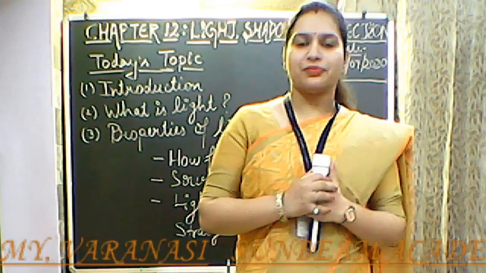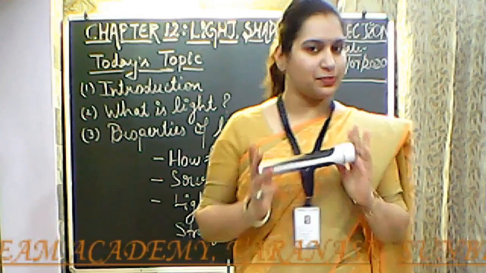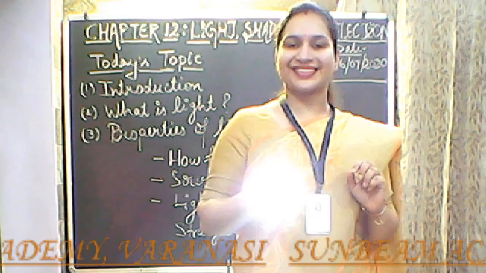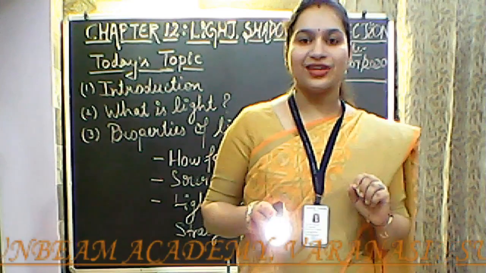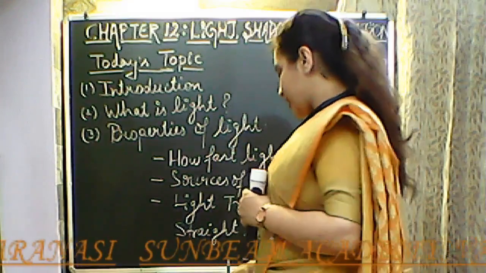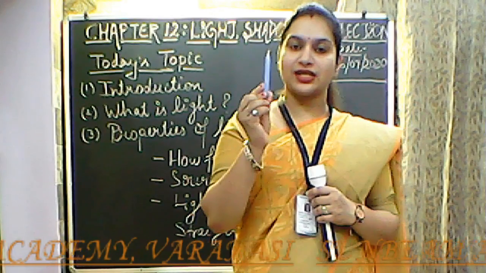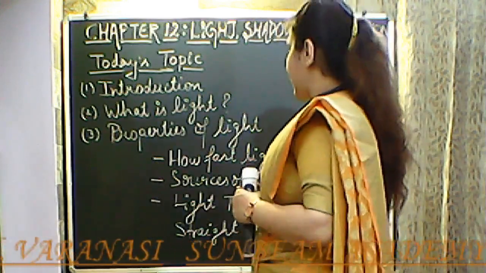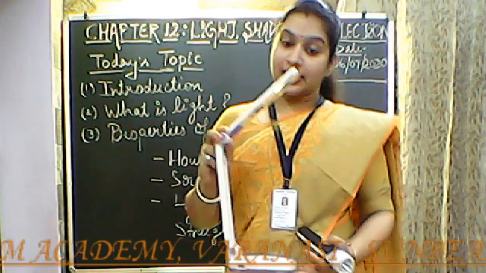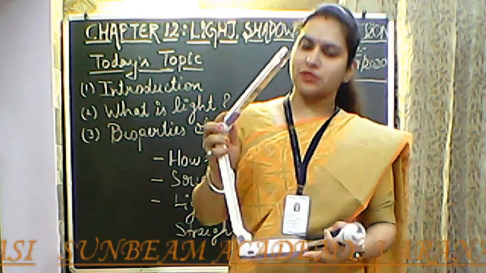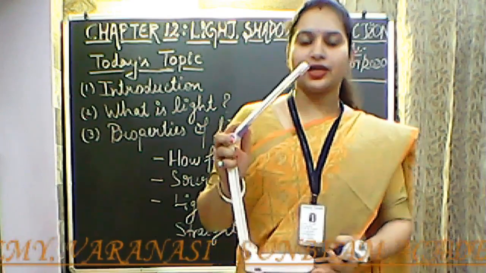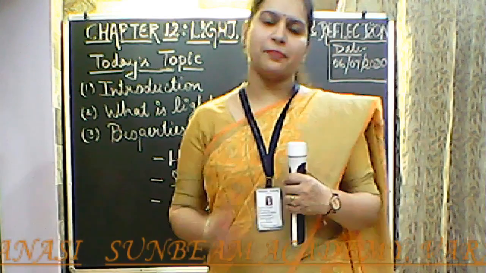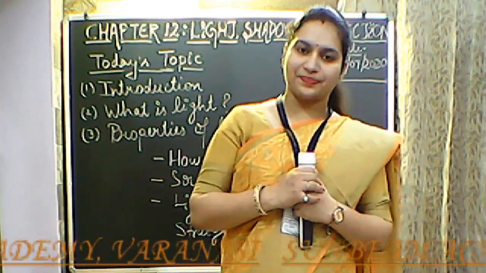Now kids, before starting the chapter, I have something with me to show you. See, what is this? This is a torch, and I have with me this. What is this, kids? This is a candle, and I have a table lamp with me. Most of you must be having it at your home. And now you all must be wondering why ma'am is showing all these things to us.